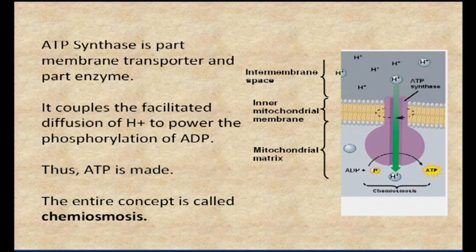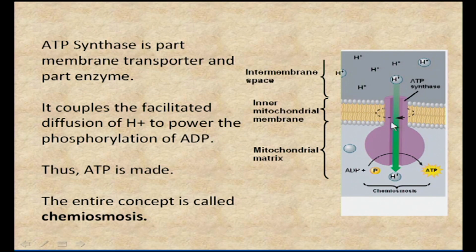ATP synthase actually has 2 functions in one. It is part enzyme. Remember that enzyme means to basically run a chemical reaction. The chemical reaction that we're going to run is we're going to take ADP and that phosphate group and shove that phosphate group back on, or reattach it. That's the enzyme part. The membrane transporter part means that we allow something to move across the membrane.